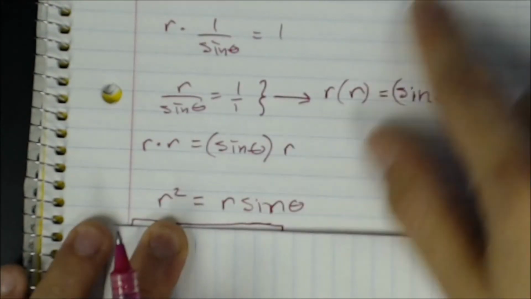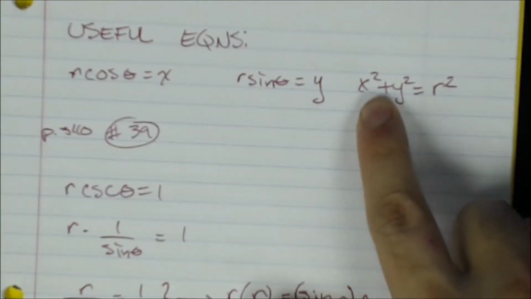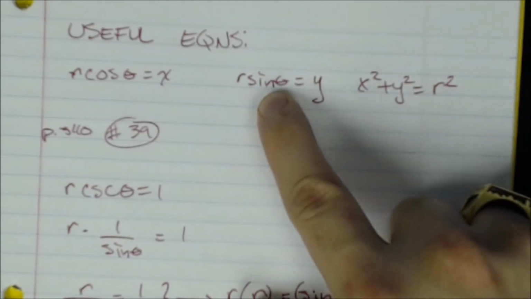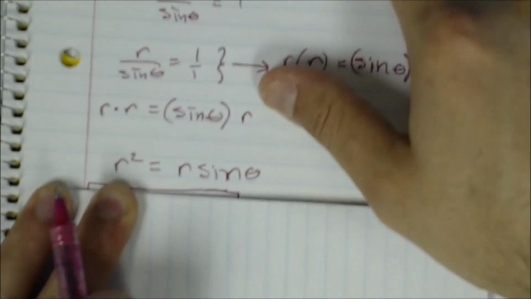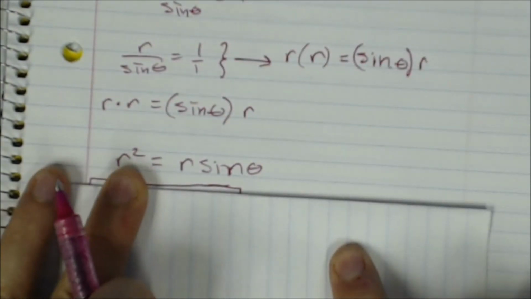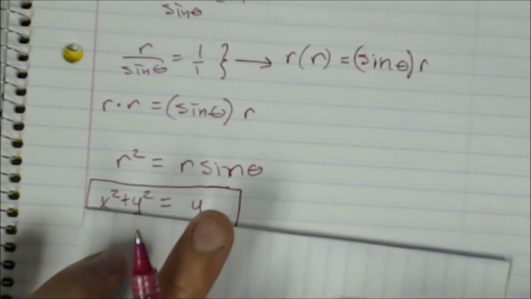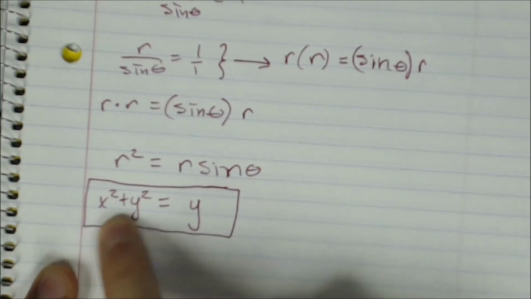Well, remember, we have equations up here that tell us what r squared is equal to in terms of x and y, and what r sine theta is equal to in terms of x and y. So I'm going to use these two equations here, replace r squared with x squared plus y squared, and replace r sine theta with y. And now my equation is in completely rectangular form.